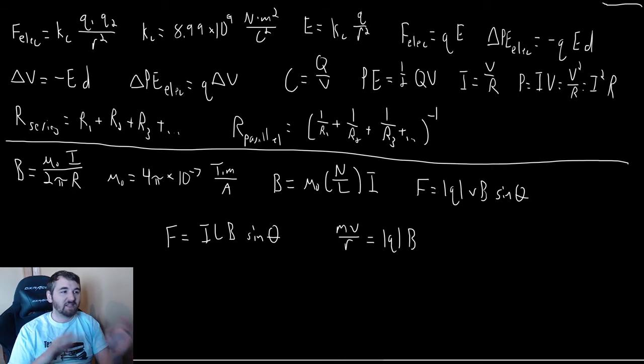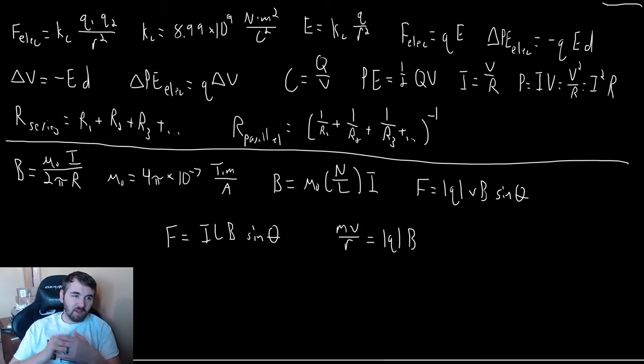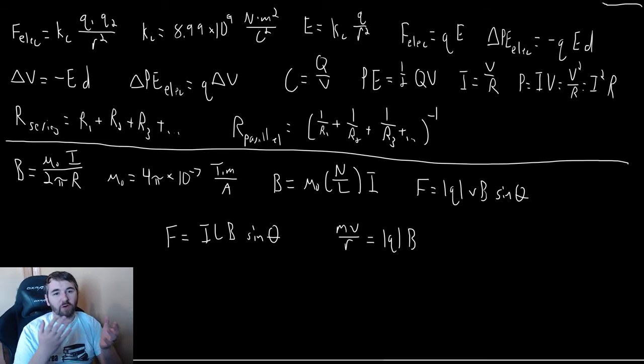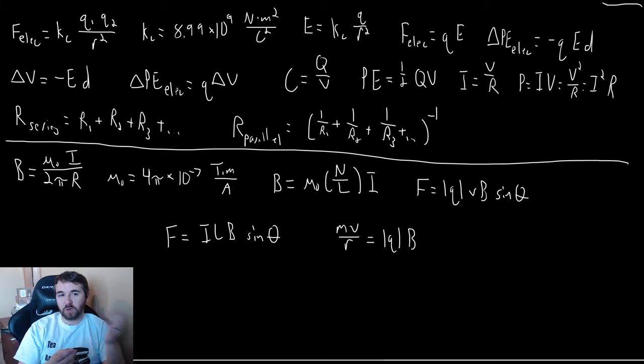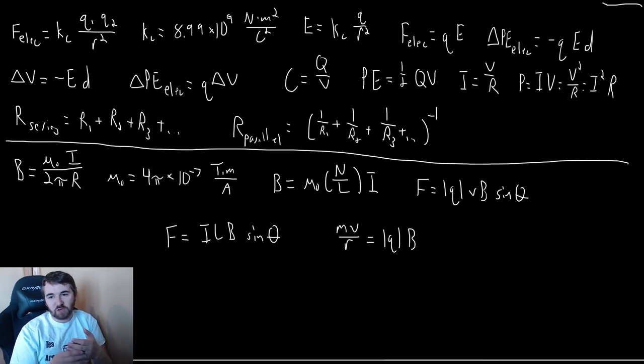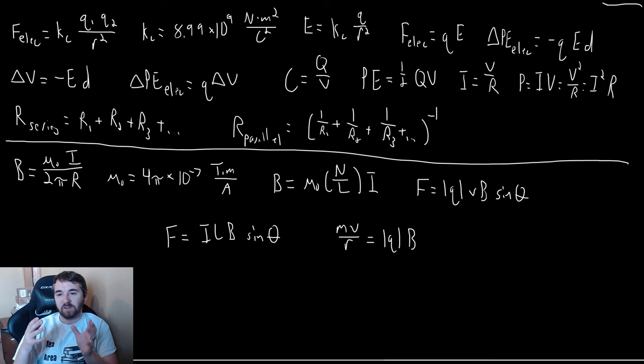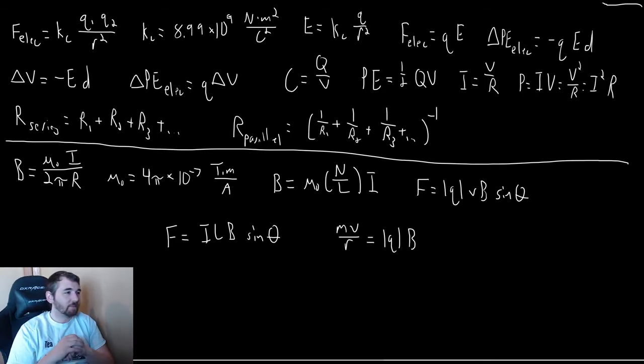So Coulomb's constant is 8.99 times 10 to the ninth. The Newton meter squared per Coulomb squared, that's just its unit. It doesn't affect the math at all. E, electric field strength, is equal to Coulomb's constant times Q, the charge, over r squared, the distance from that charge squared. We have another equation for electric force. It's just charge times the electric field strength. Then we can start looking at changes in electrical potential energy. It's just negative charge, electric field strength, and then the distance the charge moves.